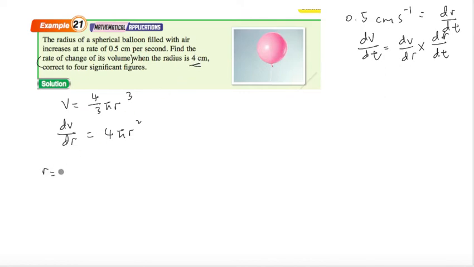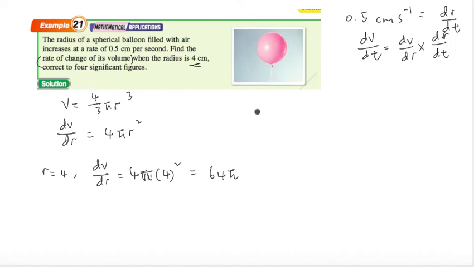So when r equals 4, dV dr equals 4 pi r square. So this one you multiply, what you get? dV dr, 4 times 16, 64 pi, is it? Yeah, 64 pi. dV dr you can substitute here already, and dr dt.